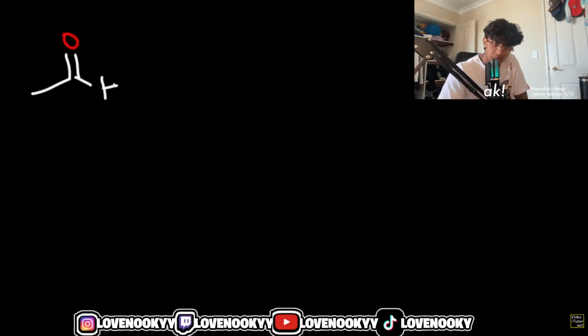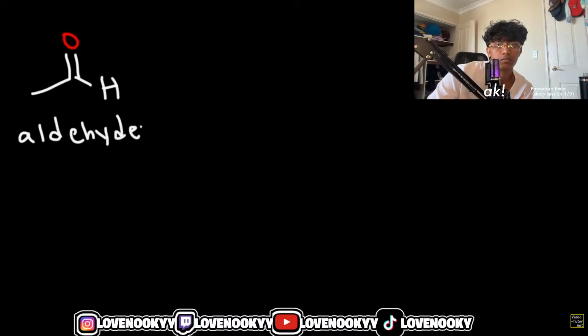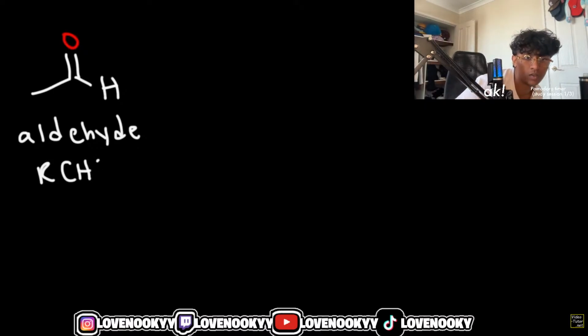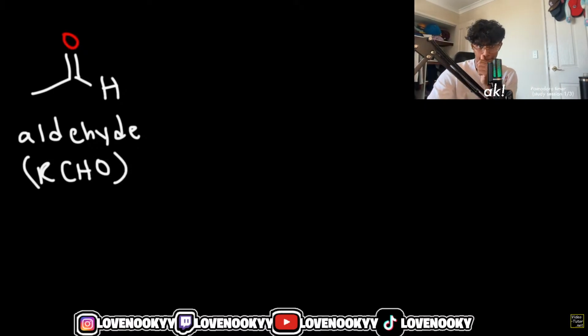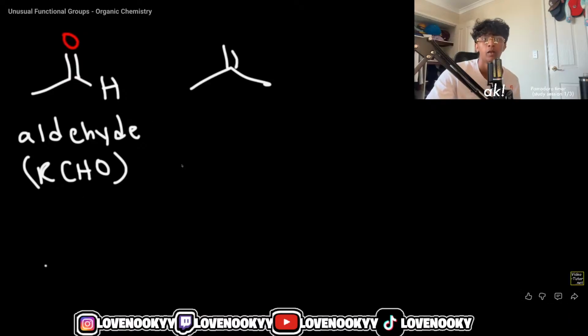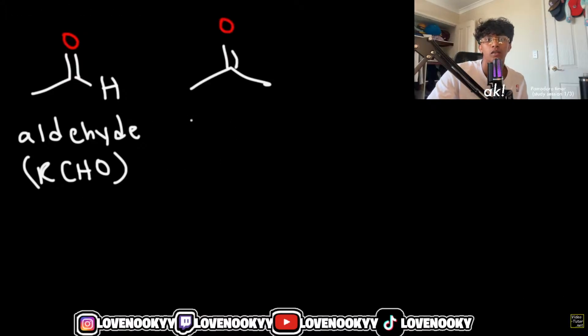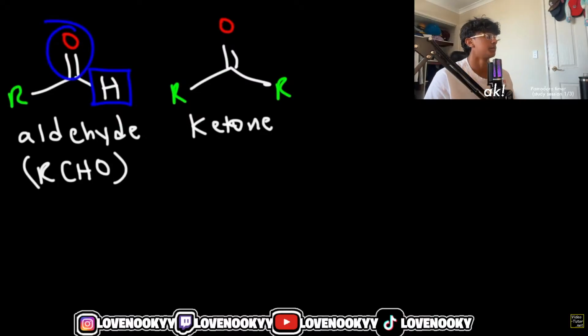So now let's move on to the next one. Let's talk about this functional group. So we know this is an aldehyde. Anytime you see a CHO functional group, you know we deal with an aldehyde. This here is a ketone. The aldehyde has 1 R group. The ketone has 2 R groups. The aldehyde has the hydrogen on the carbonyl functional group.